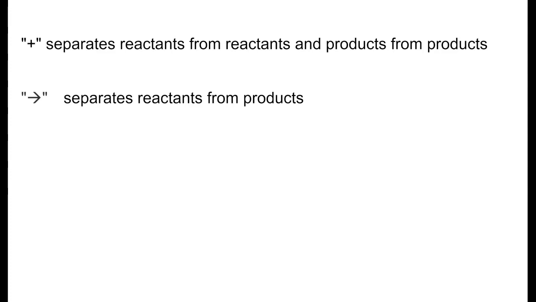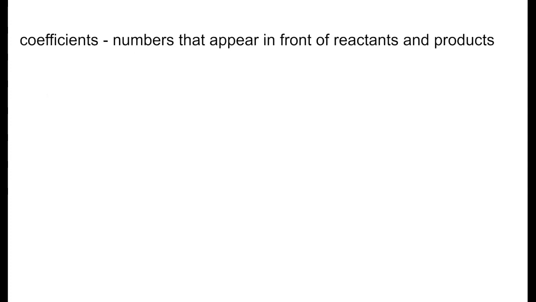And then the last thing I want you to define on these sets of notes is what a coefficient is. A coefficient is a number that appears in front of a reactant or a product. So a number that appears in front of an element or a compound in a balanced equation. Now, I know the term balanced equation is new. It's going to become familiar to you in the next few weeks.